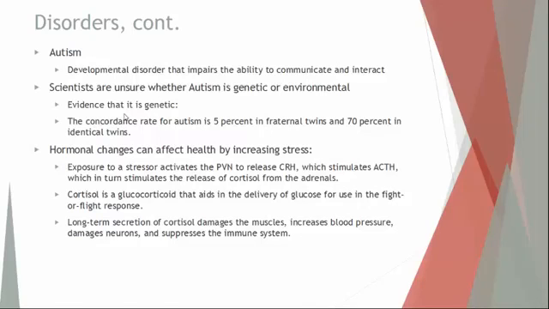See, some hormonal changes can affect health by increasing stress. Exposure to anything that causes stress, also known as a stressor, can activate a particular part of the brain, the PVN, paraventricular nucleus, to release a certain hormone called CRH, corticotropic releasing hormone. That hormone will stimulate another hormone to be released, ACTH. The ACTH will stimulate the adrenal glands to release a hormone called cortisol. And cortisol is very, very key. Cortisol is known as the stress hormone.